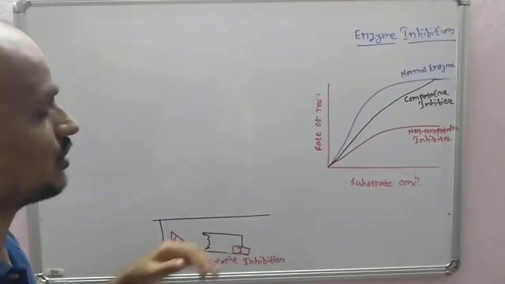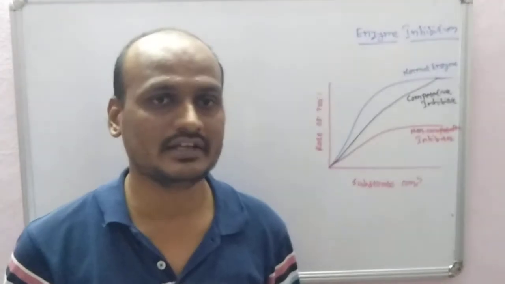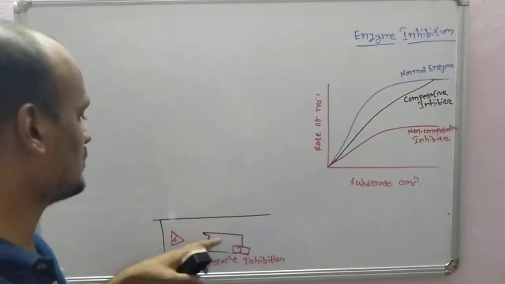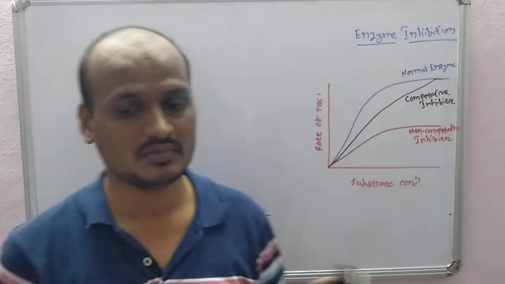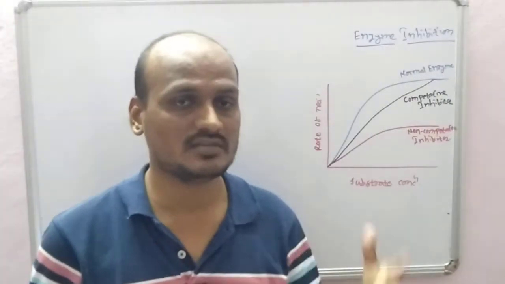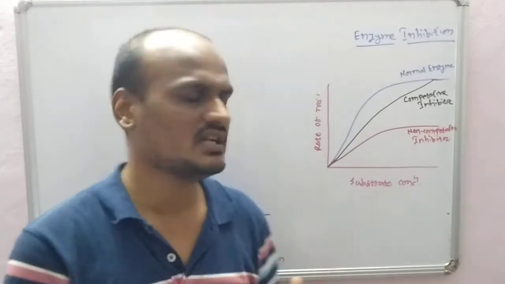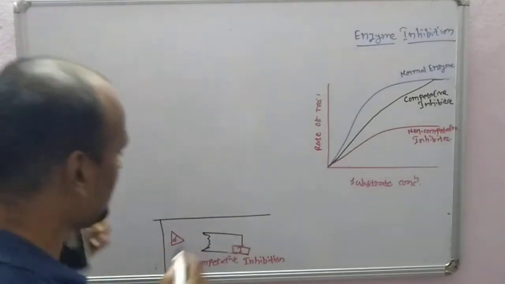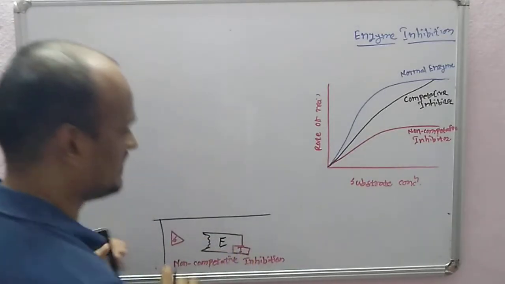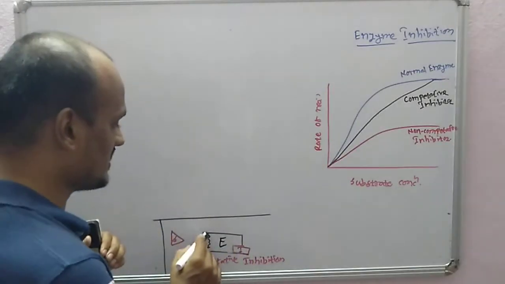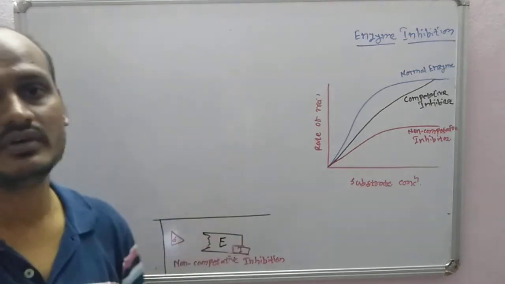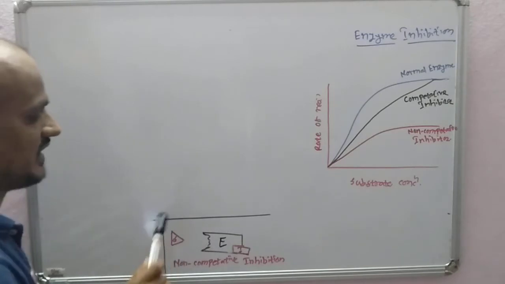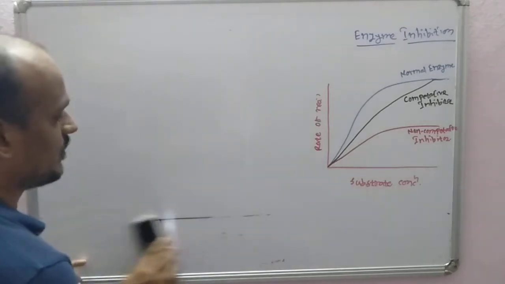Next we have the non-competitive inhibitor. What does a non-competitive inhibitor do? It doesn't compete with the substrate because the shape of the inhibitor is not similar to the shape of the substrate. But this inhibitor will go and bind with the enzyme. So this is our enzyme, and it binds to the enzyme at a site other than the active site. So this was our active site, and now the inhibitor has bound at a site other than the active site. Now this enzyme cannot bind with this substrate. So that is a non-competitive inhibitor.